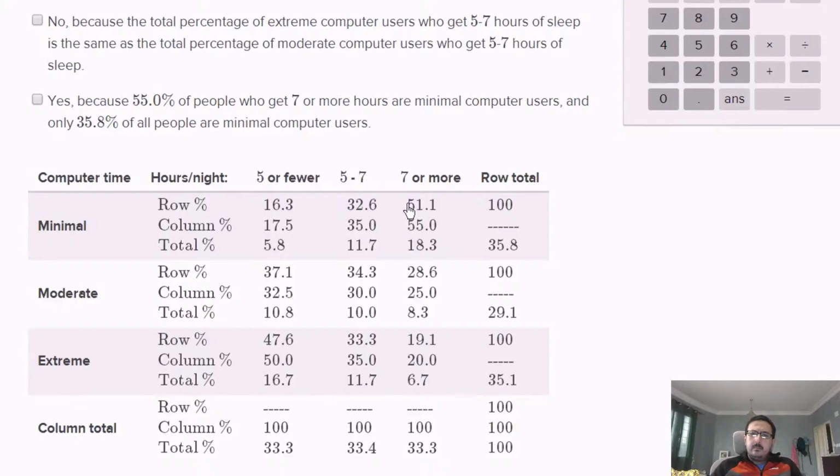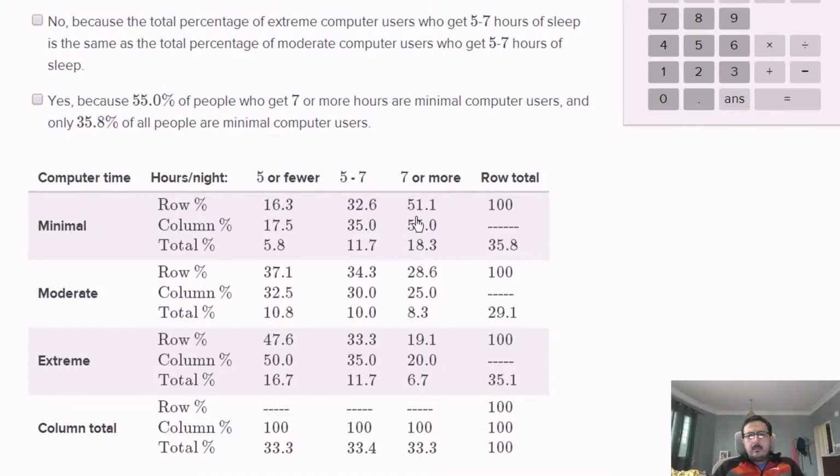And there's a couple of ways to read this. So you could say that 51% of minimal computer users get 7 or more hours of sleep. You could say that of the people who get 7 or more hours of sleep, 55% are minimal computer users. And of course, this one just says that minimal computer users who get 7 or more hours of sleep represent 18.3% of all of the people who were surveyed. So let's look at the choices.